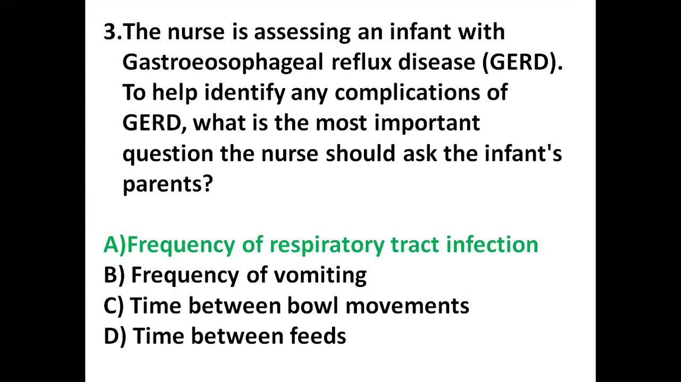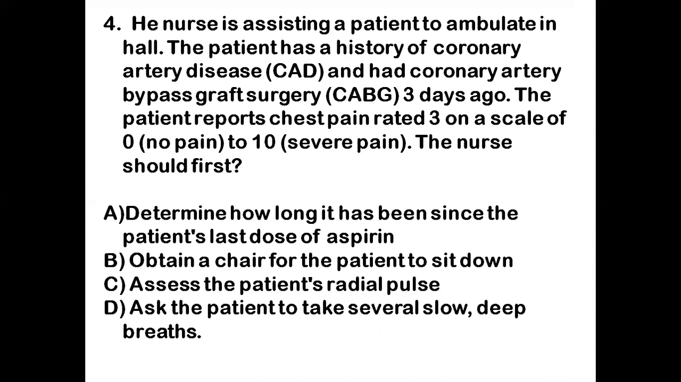Okay. So this is about the third question. Let's see the next one. A nurse is assisting a patient to ambulate in the hall. The patient has a history of coronary artery disease and had coronary artery bypass graft surgery 3 days ago. The patient reports chest pain rated 3 on a scale of 0 to 10. We know the pain scale, right? So the pain rate is now 3. What should the nurse do first?